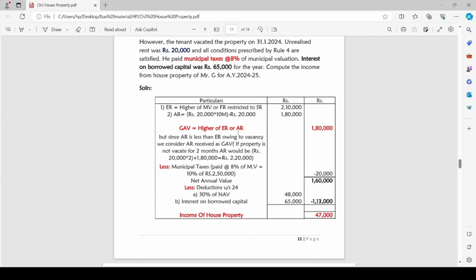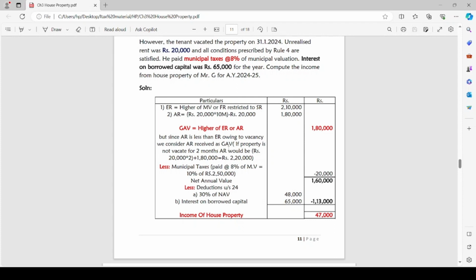We know that GAV is higher of expected rent or annual rent. But since the actual rent is less than expected rent owing to the vacancy, we consider actual rent received as gross annual value. That is, if the property is not vacant for 2 more months, then our actual rent would be rupees 1,80,000 plus 20,000 per month into 2 months. That is, our actual rent would be 2,20,000, which is higher than the expected rent. Owing to the vacancy only, actual rent is less in our case.